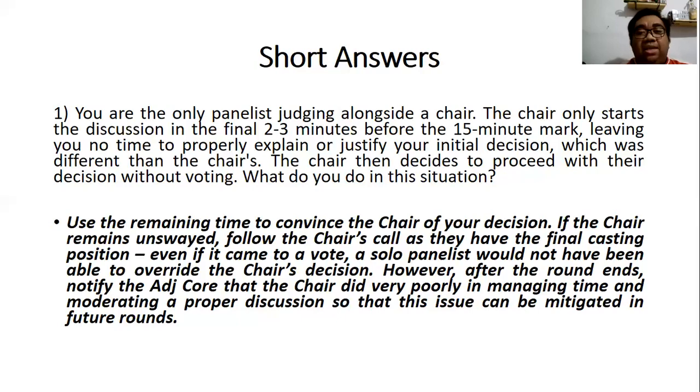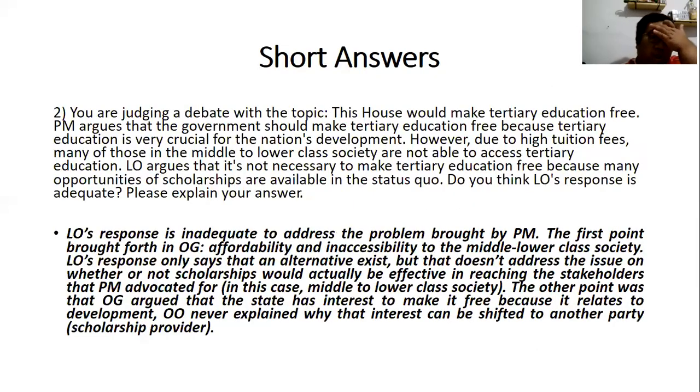All right, moving on to item number 2. You are judging a debate with the topic, "This House would make tertiary education free." Prime Minister argues that the government should make tertiary education free because tertiary education is very crucial for the nation's development. However, due to high tuition fees, many of those in the middle to lower class society are not able to access tertiary education. Leader of Opposition argues that it's not necessary to make tertiary education free because many opportunities of scholarships are available in the status quo. Do you think Leader of Opposition's response is adequate? Please explain your answer. So the answer that we're looking for is as follows.